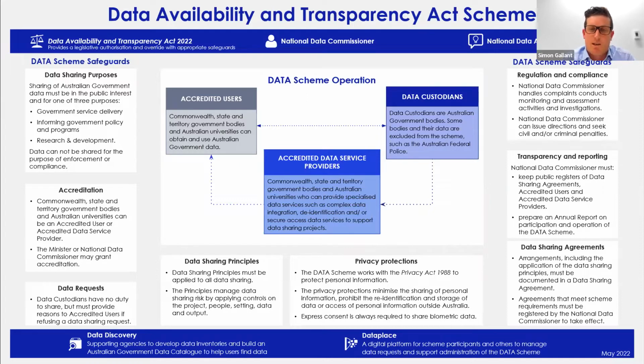There's no guarantee that they will meet that request, but they do have to provide reasons. And when we say reasons, that is a formal administrative statement of reasons from the data custodian agency back to the accredited user if they're refusing the request. And that statement of reasons will need to say why they are refusing the request. And it can't be as simple as this is too hard. It will need to go into more detail.